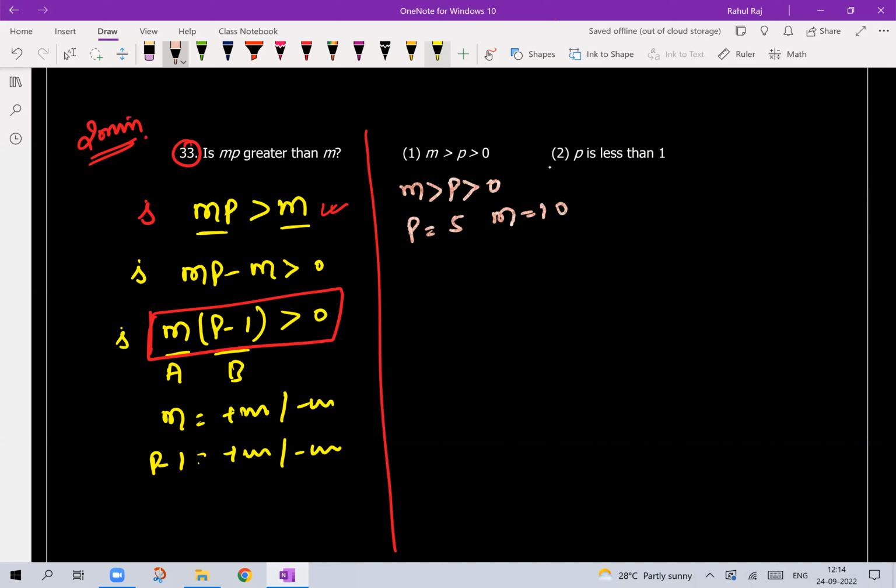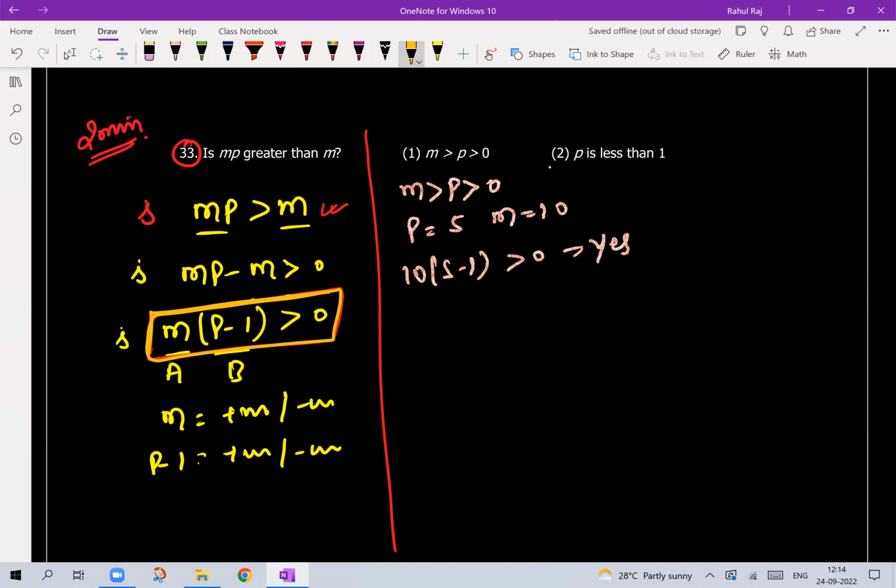Simple logic. So imagine I take P equal to 5, M equal to 10. Can I say 10 into 5 minus 1 is greater than 0 or not? That is 10 into 4. Yes, I have a yes situation. Now imagine you are taking a number where M is greater than P is greater than 0. Whenever you take a number, keep the question in your head. Now the question is: is M into P minus 1 greater than 0?